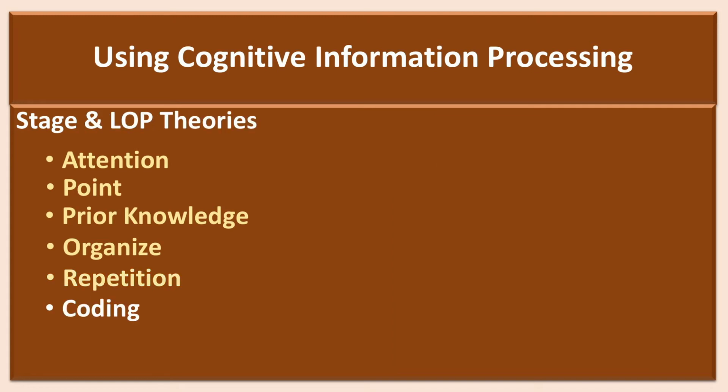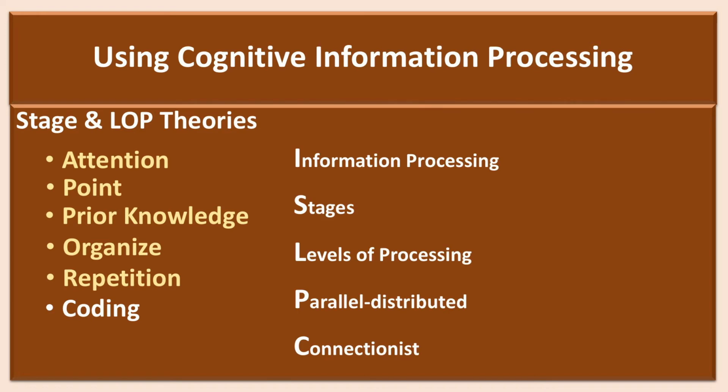Another principle promoted by the stage and levels of processing theorists is the strategy of coding. This is the process of using the first letter of the words to be remembered to create a phrase or sentence that can be learned and then decoded at a later time. For example, we've been working with the information processing theories of stages, levels of processing, parallel distributed processing, and connectionist. Taking the first letter of each of these terms, we have I, S, L, P, and C. We might imagine ourselves standing in a field and saying, I smell lambs, poop, and clover. That is one sentence that can be learned and then decoded into the 5 terms that we want to remember. The sillier the sentence, the easier it is to remember.